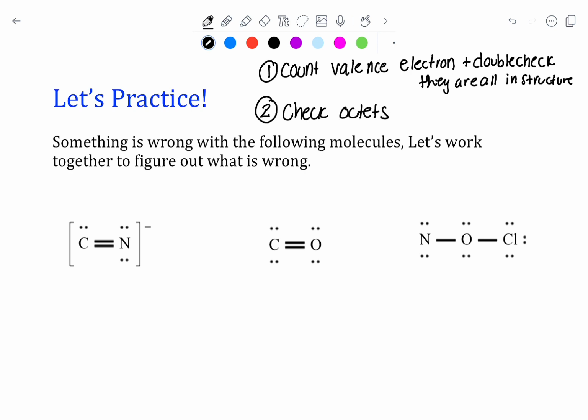Okay, so if we have C and N, carbon has 4, nitrogen has 5, there's a minus charge on there, so that's 10 total electrons. Let's count up our electrons in this structure. 1, 2, 3, 4, 5, 6, 7, 8, 9, 10. So we have all 10 electrons. So now let's check our octets. My carbon only has 6 electrons. My nitrogen has an octet.